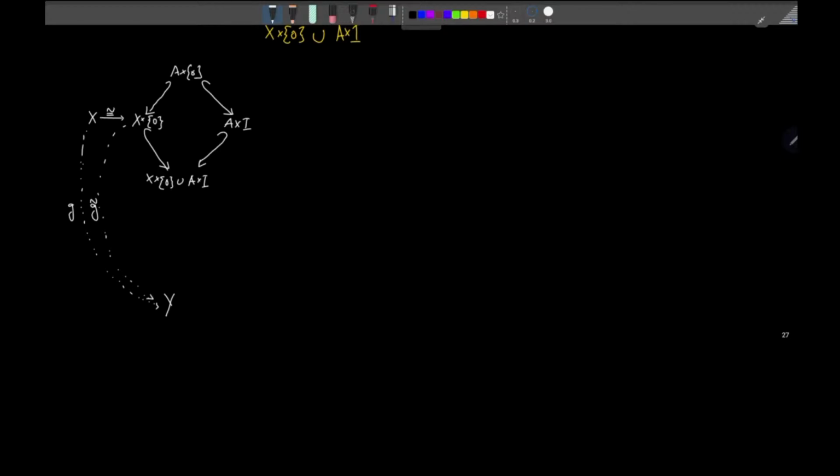And also, there is this map from A cross I to Y, like this. The map in question is F. That is the homotopy we talked about.